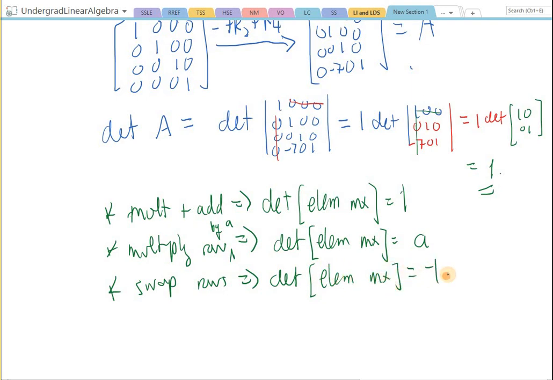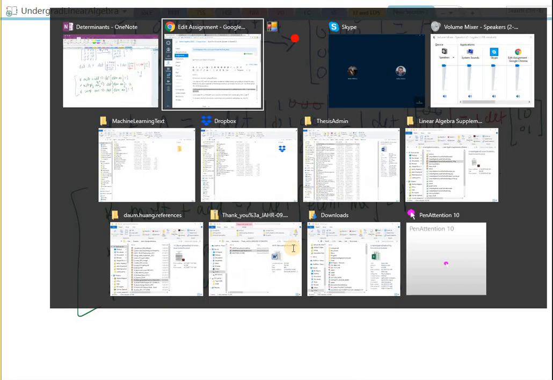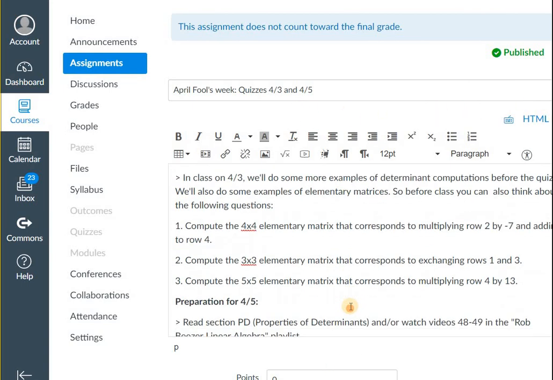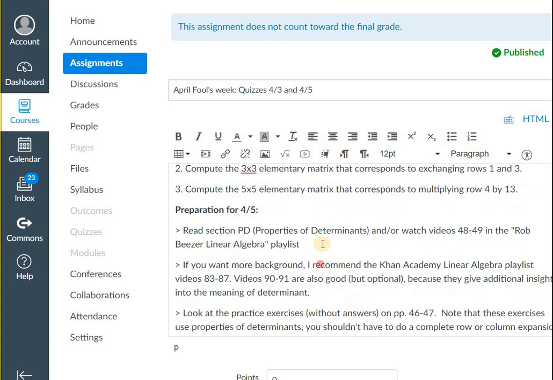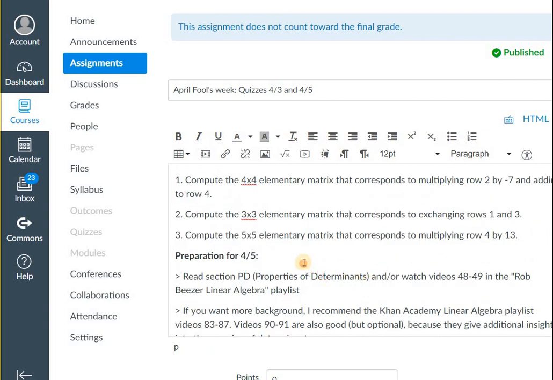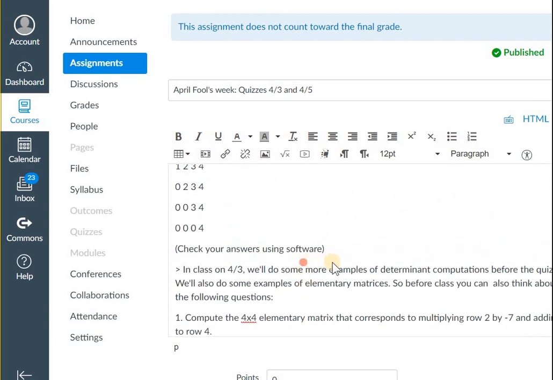All right, so those are the rules for determinants of elementary matrices. And you can prove that using your regular determinant operations. All right, so let's see what else we want to do here. Look at practice exercises. Oh, this is for 4.5. We're looking at 4.3 today. So more examples of determinants, elementary matrices. You can also think about the following questions and so on.